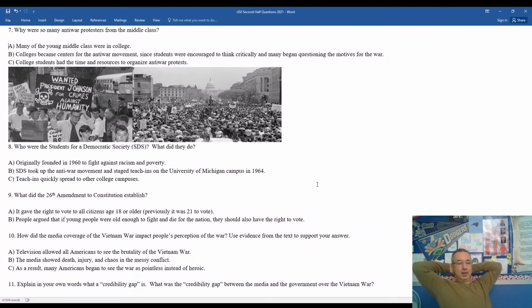Okay, number 9. What did the 26th Amendment to the Constitution establish? This gave the right to vote to all citizens aged 18 or older. Previous to this, it was 21 to vote. People argued that if you're old enough to go off to fight and die in a war for the country, then of course you should have the right to vote to express your views on a particular situation.